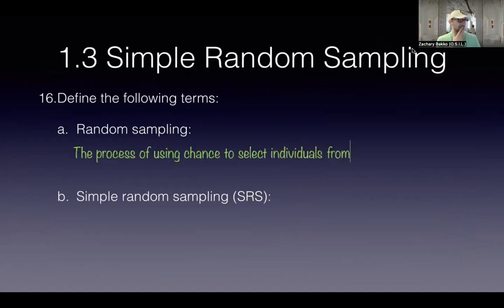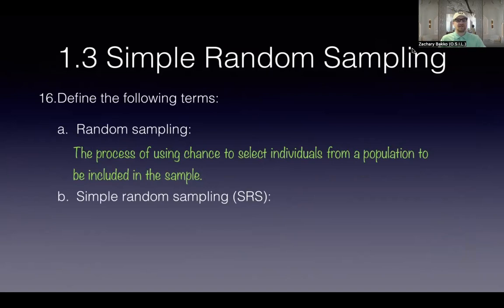So random sampling is the process of using chance to select individuals from a population to be included in the sample. So we're just saying, okay, I have this whole population. I'm just going to use chance to grab random people.